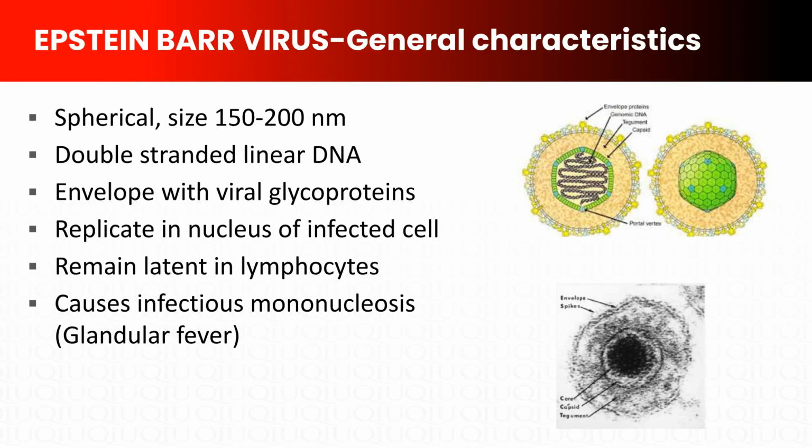After primary infection, the virus establishes lifelong latency in B lymphocytes. Periodically, the virus may reactivate and be shed in saliva, which is why EBV can be transmitted even by individuals who had infectious mononucleosis years ago.